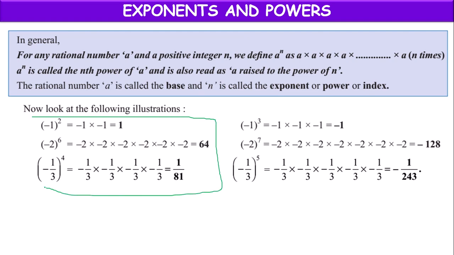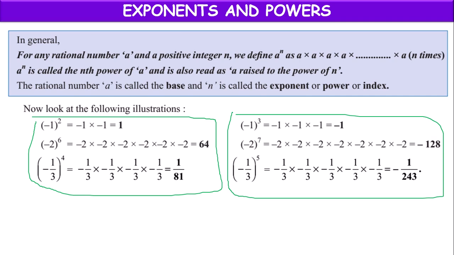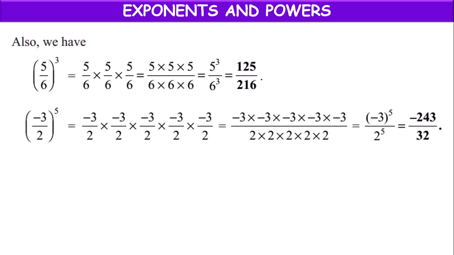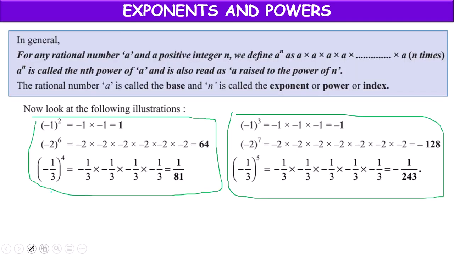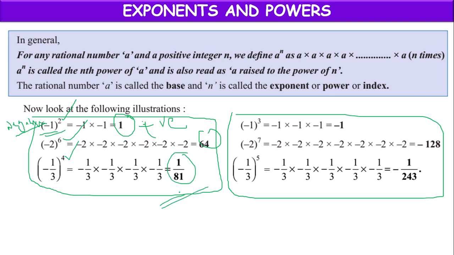If you observe these values, what is the difference here? Here the exponent is an even number. If the base is negative and the exponent is an even number, the result will always be positive.